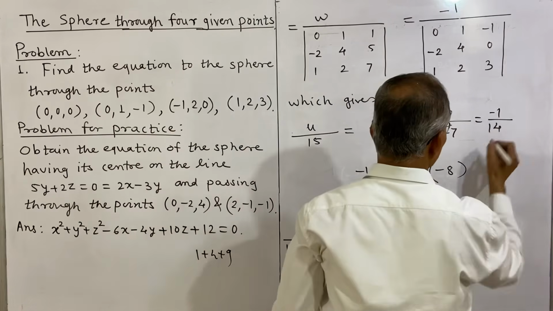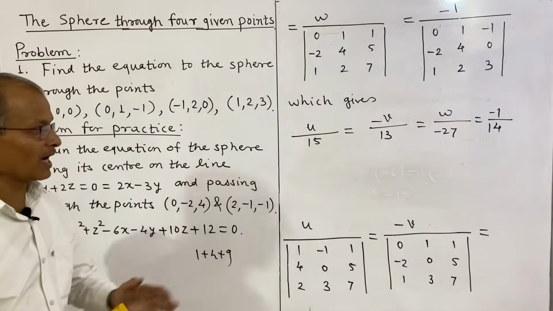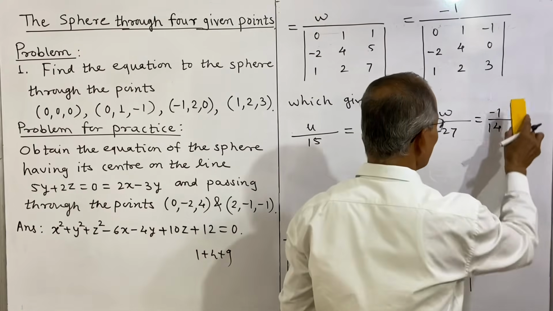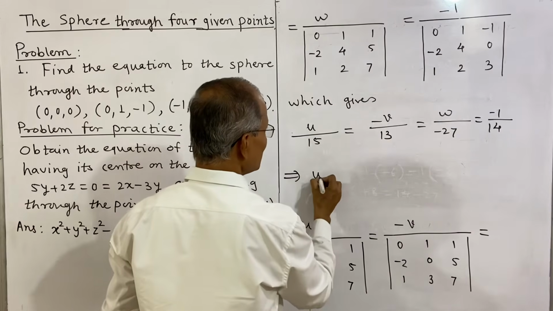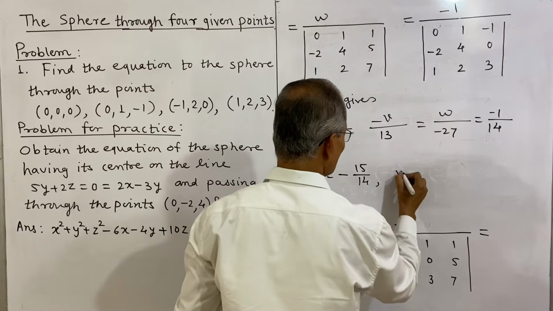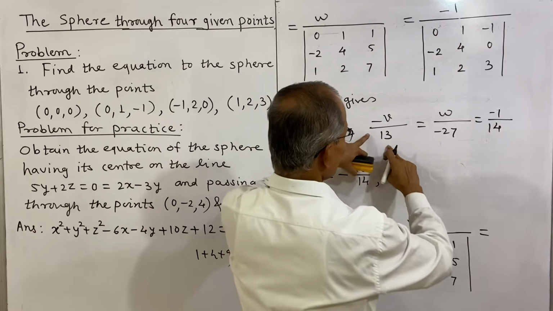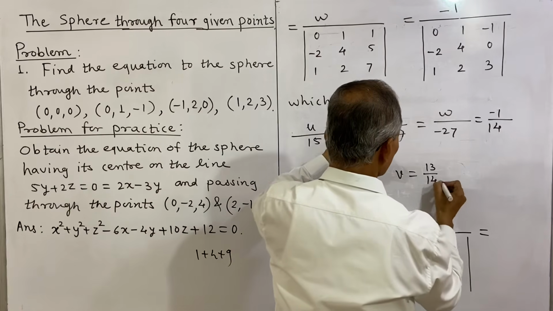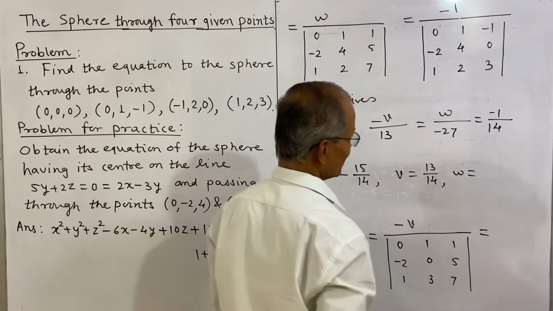So it is 14. So thus we get these relations, and equating each ratio to the last one. This is minus 1 divided by 14. So what is the value of u? So this implies u is equal to minus 15 divided by 14. V is, now this is negative, you note this. So v will be negative, and negative becomes positive, 13 divided by 14, and w is equal to 27 divided by 14.